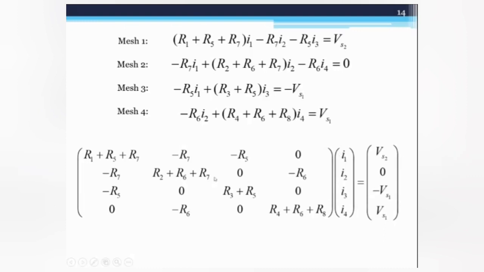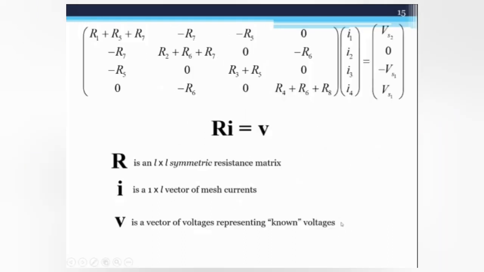In this matrix, the resistor matrix is known in your circuit because the resistor values are already known. The voltage sources are also known, and by applying Cramer's rule you can find the values of currents I1, I2, I3, and I4.